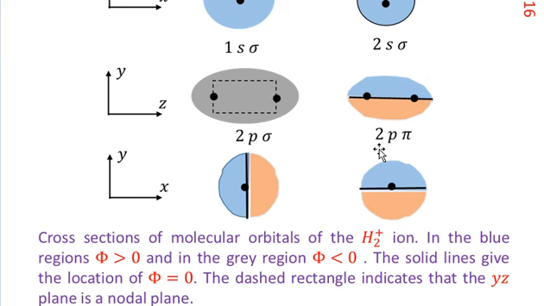And similarly, if you draw the 2p pi orbital, its cross section in the YZ plane will look like this one, and its cross section in the XY plane will look like this. The solid line, that is the black line in these two pictures, represents the zero value, that is phi is equal to 0 at these locations. And below that, phi could be negative, which has been shown in the other color.